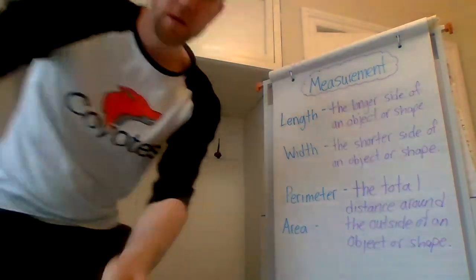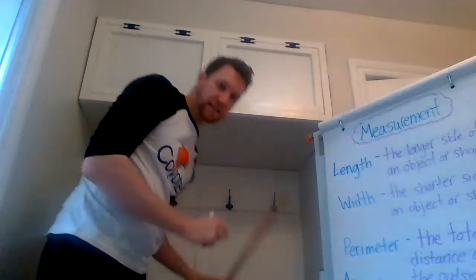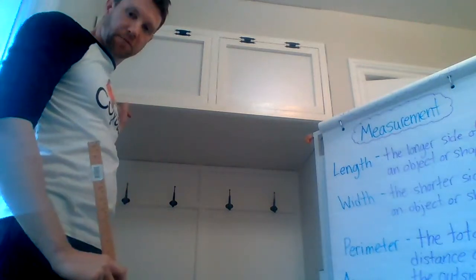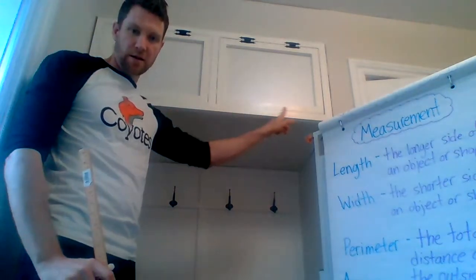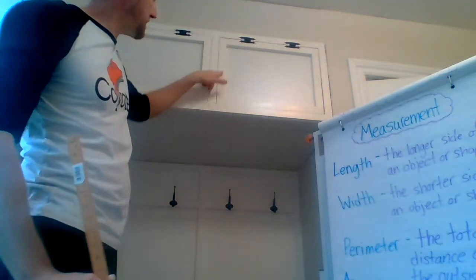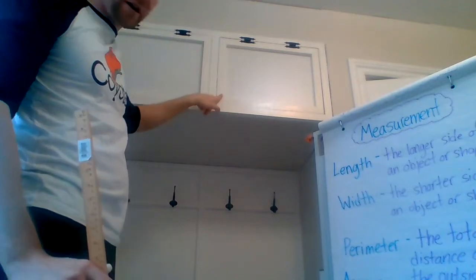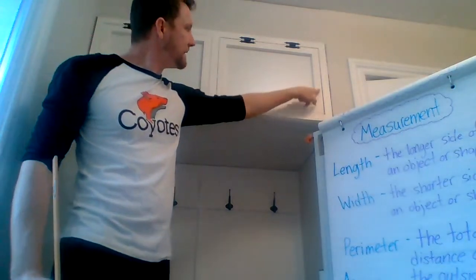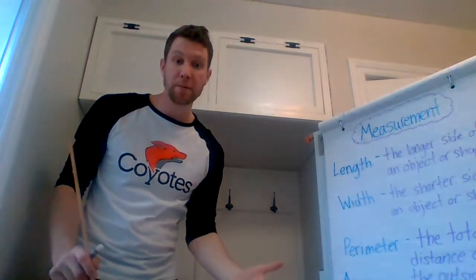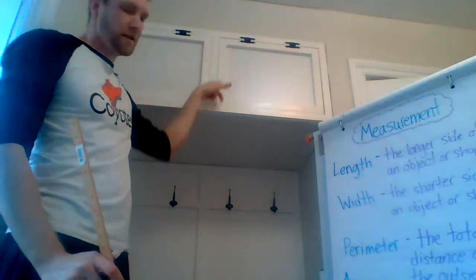So if I looked up on top of me here, I picked this room for a reason. I have a couple of rectangular cupboards. So I know that this side here at the bottom, that's the longer side, so that's the length. This would be the width. And then if I measured all the way around the outside of this cupboard, I'd be measuring my perimeter, all the way around the outside.